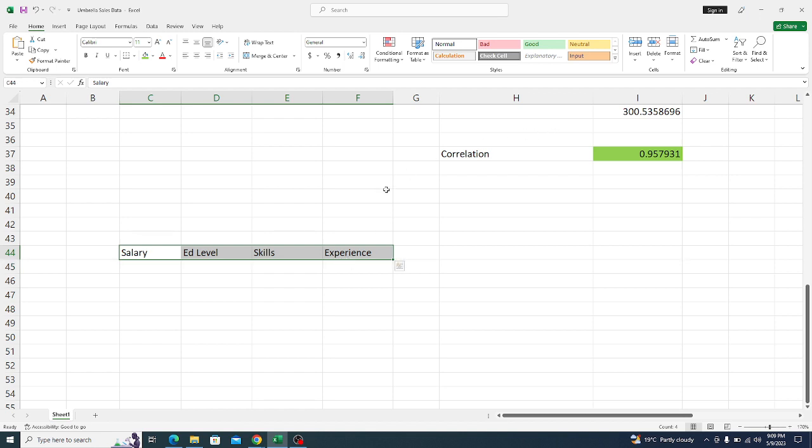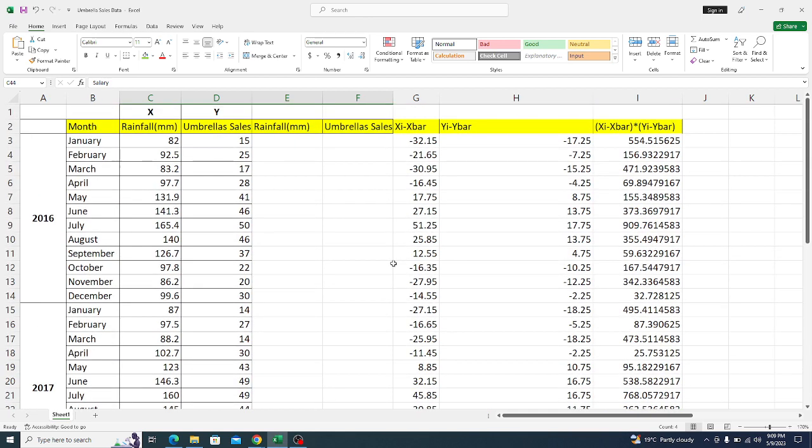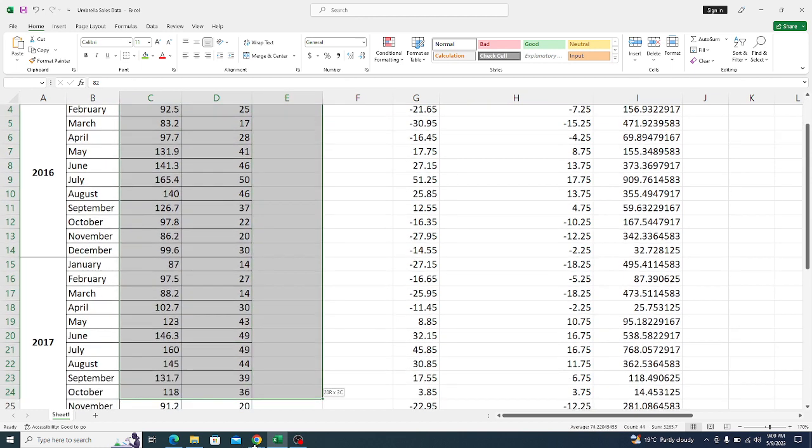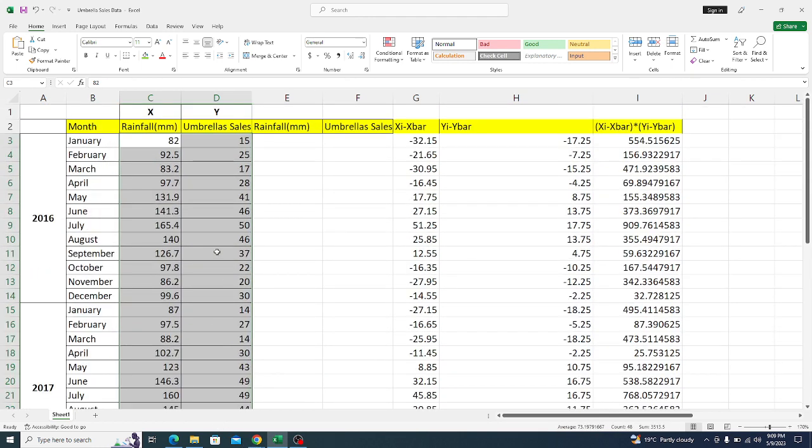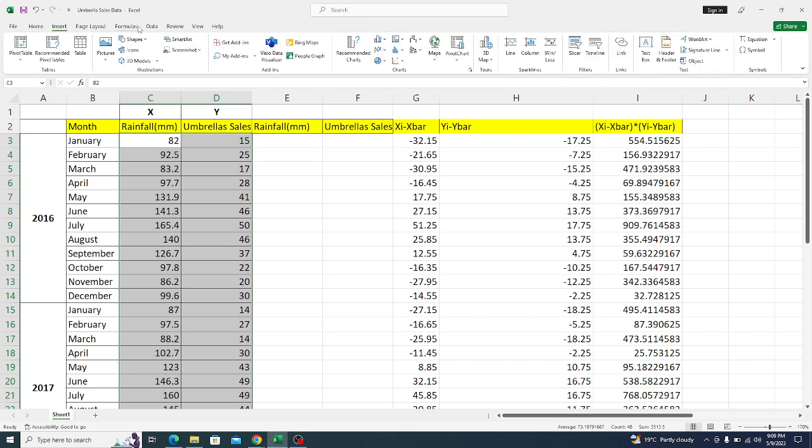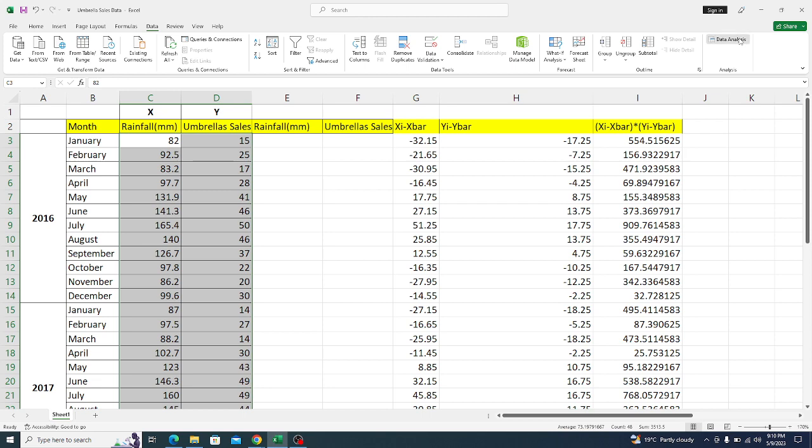For covariance, I can't promise. I'm not sure if you can do it for multiple variables, but for correlation, I know you can do it for multiple. Why? Because it will return what we call the correlation matrix. For example, if I go with maybe these two variables, and then let me go now to the data analysis.